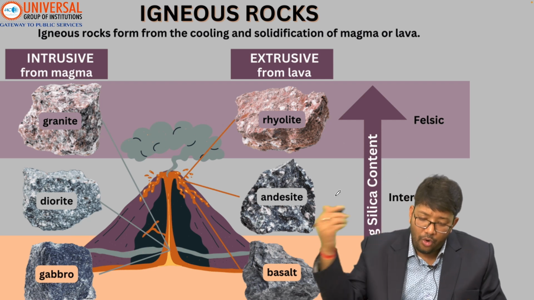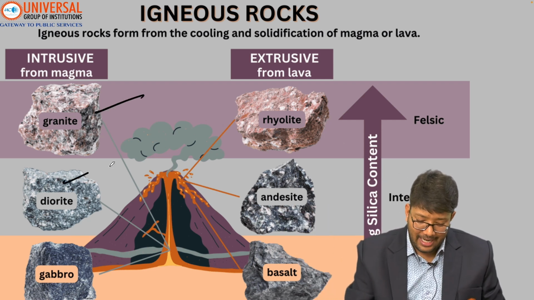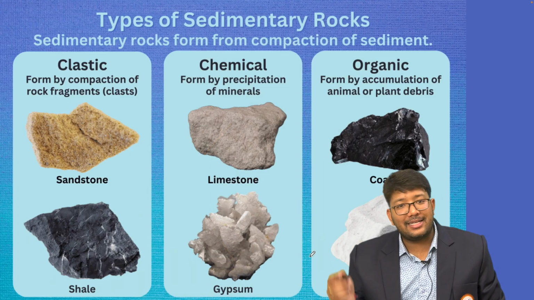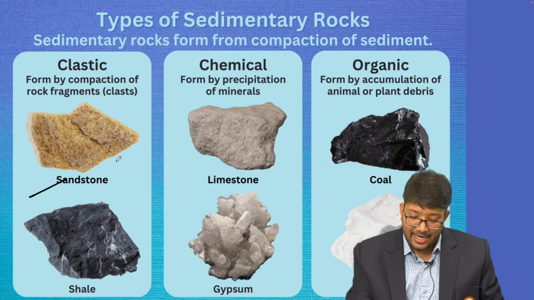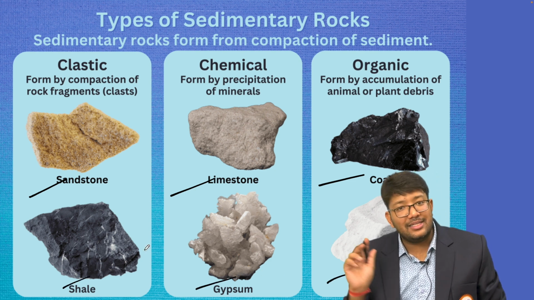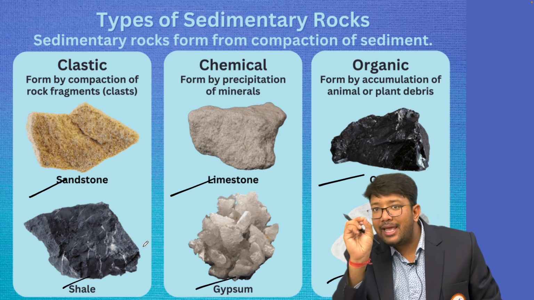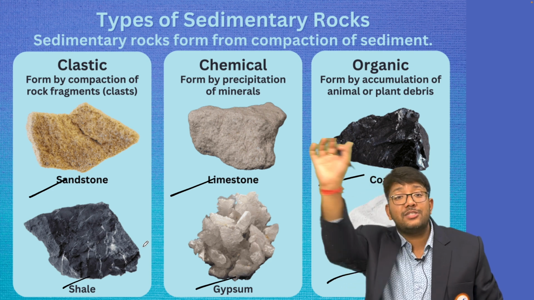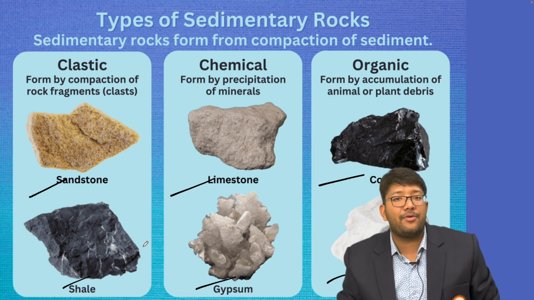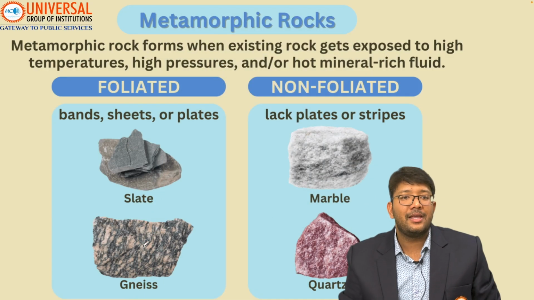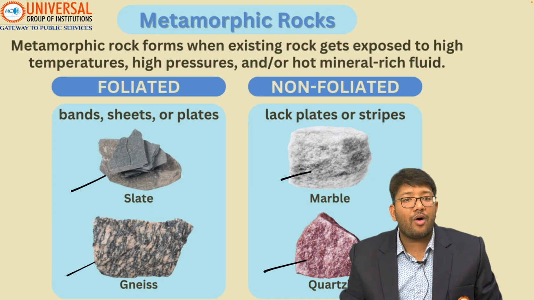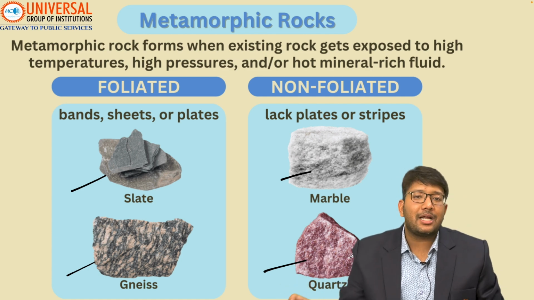Examples of igneous rocks are granite, diorite, gabbro, rhyolite, andesite, basalt. Examples of sedimentary rocks are sandstone, limestone, coal, chalk, gypsum, shale. In examinations, direct questions have been asked. They keep asking, chalk is an example of which type of rock? There will be four options. Again, metamorphic rocks: slate, marble, gneiss, quartzite are examples of metamorphic rocks.